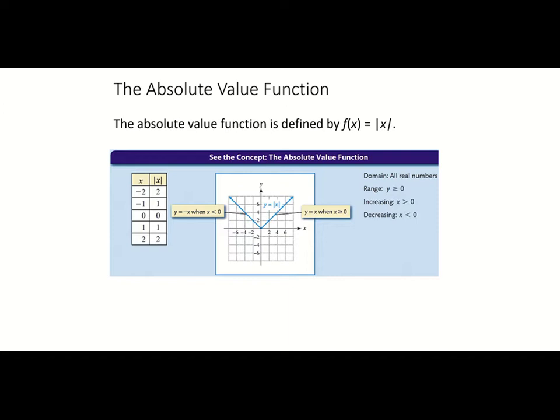So don't forget your absolute value function would be f of x equals the absolute value of x. And remember, our graph for our absolute value function is the V shape. So here's our graph right here. And the domain is all real numbers. The range will be y has to be greater than or equal to 0. And the function will always be increasing when x is greater than 0, but decreasing when x is less than 0.